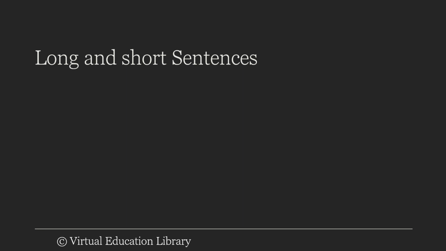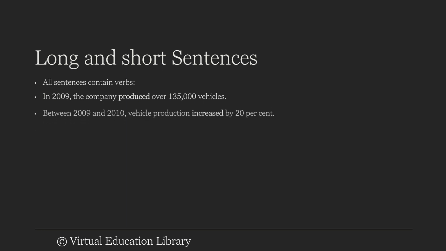Long and short sentences. All sentences contain verbs. So one example, a sentence from that data, is: In 2009, the company produced over 135,000 vehicles. So here it also contains the verb, that is, produced. Between 2009 and 2010, vehicle production increased by 20%. So again, there is a verb.